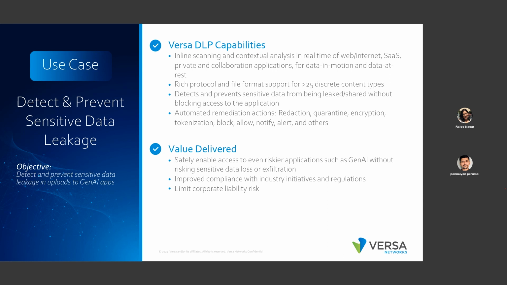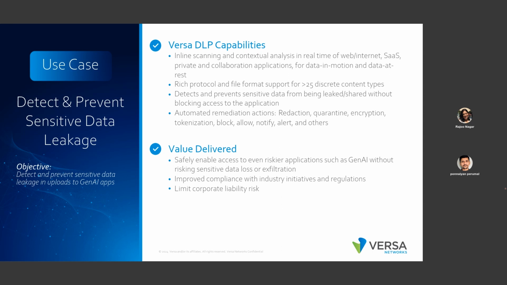So Versa has a contextual DLP that matches based on many attributes. Some of them I just mentioned: the user, the group that they belong to, the application, the file type, geolocation, device posture, etc. And it does the DLP scanning natively inline for all your web and internet applications, for SaaS, your private and collaboration applications, for both your data in motion, which is moving over the network, and data at rest. The Versa DLP supports over 25 discrete content types with multiple scanning methods for the different types of content.